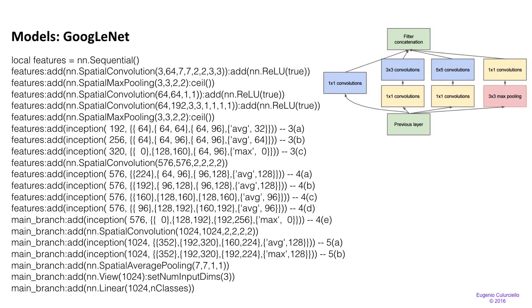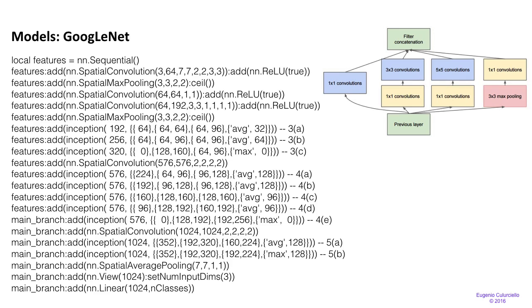Now you have inception modules, and these inception modules are described here. How many features are going in, and then how many 1x1 convolutions, how many 3x3 convolutions, how many 5x5 convolutions, and then what is the pooling average in this case, and what is the feature at the output.